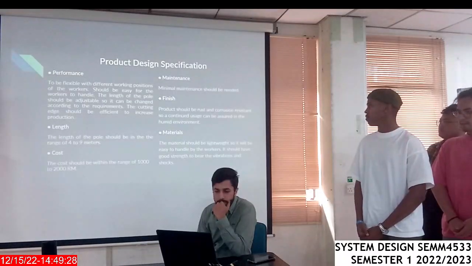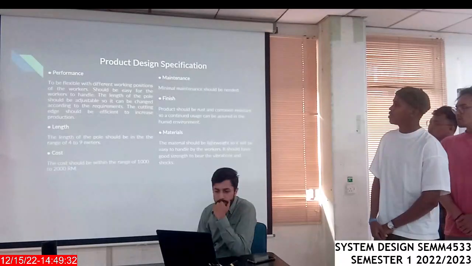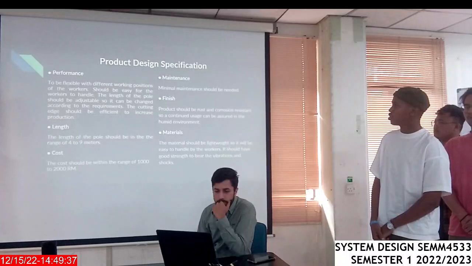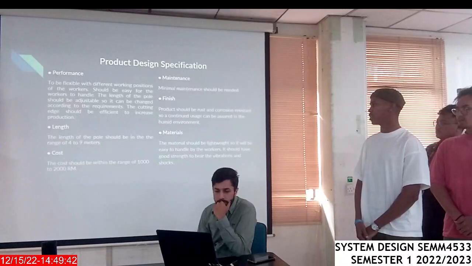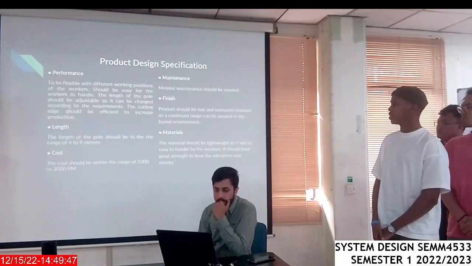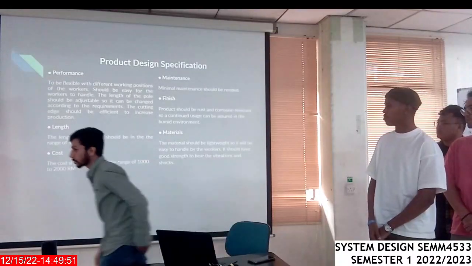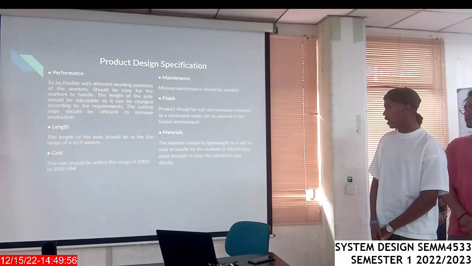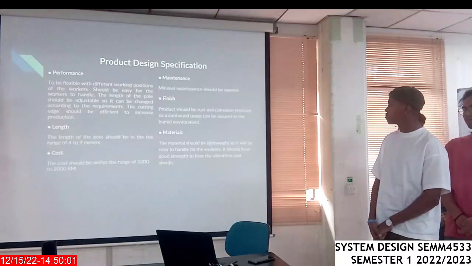Now, product design specification. Performance: to be flexible with different working positions of the workers, it should be easy for workers to handle. The length of the pole should be adjustable so it can be changed according to the requirements. The cutting edge should be efficient to increase production. The length we are considering is 4 to 9 meters, and the cost should be in the range of 1,000 to 2,000. Maintenance: minimum maintenance should be needed.